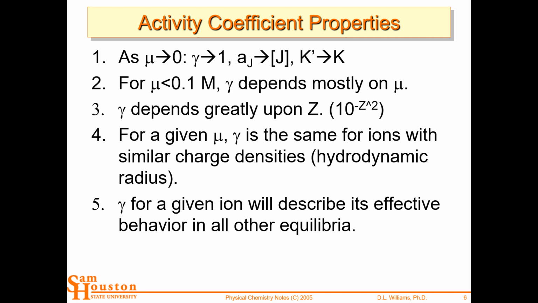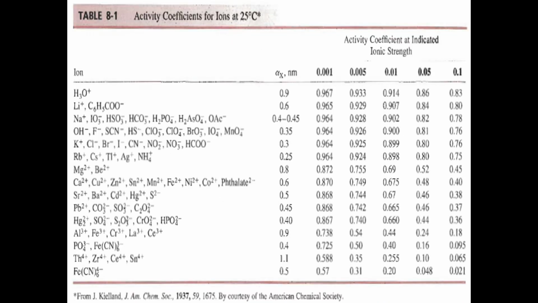And then gamma for a given ion will describe its effective behavior in all other equilibria. So you can use these gammas for precipitation or pH, acid-base reactions, and so on. So let's look at the activity coefficients. And I realize this is kind of a difficult table to see, but I wanted to put it in the notes so that you could print it out and use it.